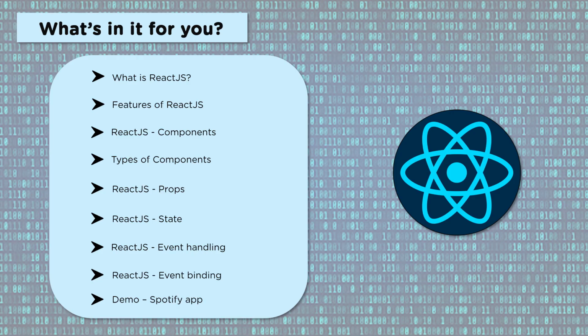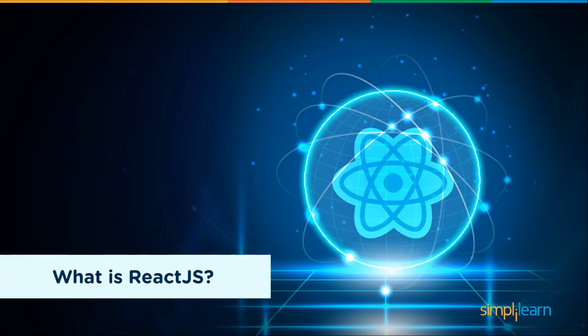Let's start with understanding the objectives of what we are going to focus on. We will start with what React.js is all about. We'll then discuss the features of React.js. We'll then move on to the components that make up the core structure of React.js, and discuss the various types of components. We'll then move on to understanding props, effective state management, event handling, and we will close the session with event binding. So what is React.js all about?